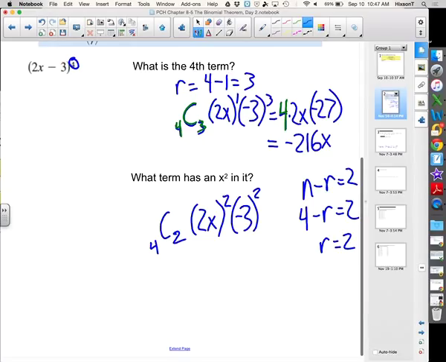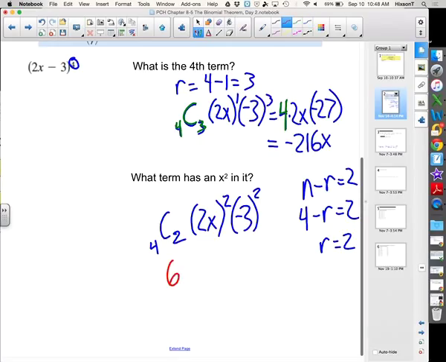Does that make sense? Yeah. It's kind of like a little bit of a puzzle. You got to look at what you're given, what that tells you, and then figure out the rest from there. Okay? Once we have this, then we can figure out everything.